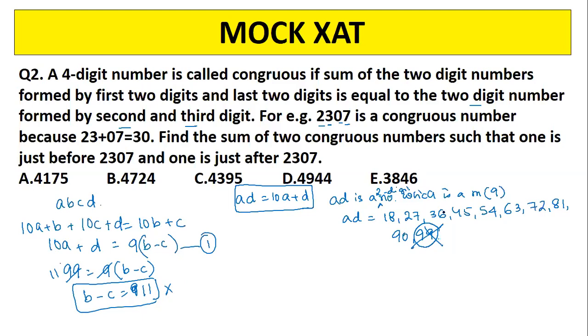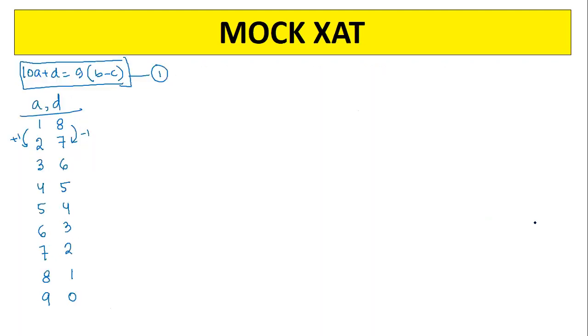So basically we have how many? 3, 3 plus 3, 6 plus 9. So basically we have 9 possibilities for AD. 9 possibilities for AD. Correct? Let us come back.